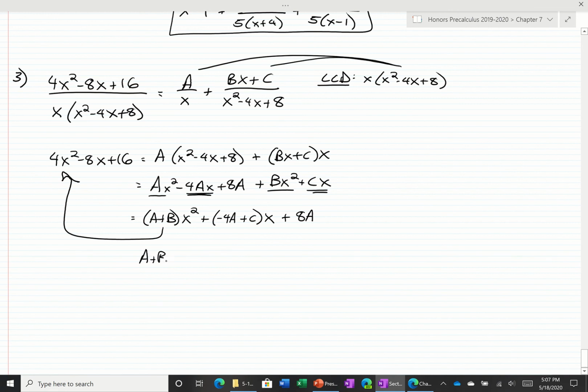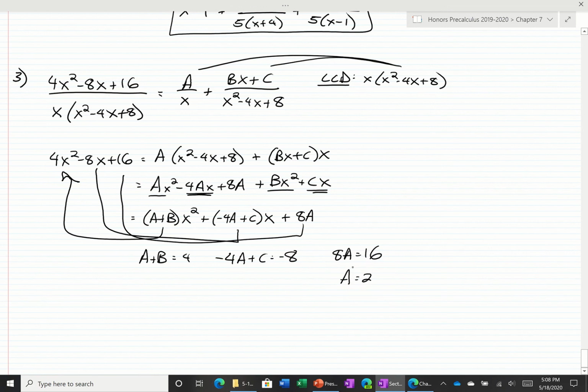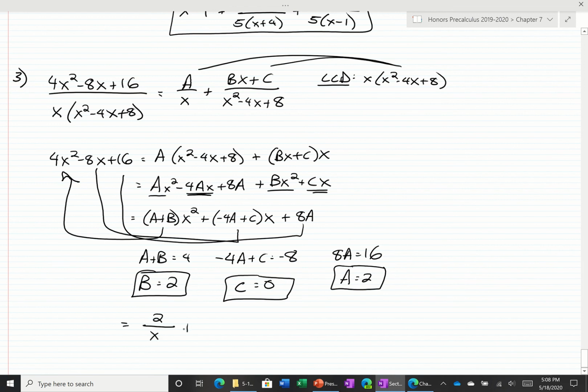So a plus b equals 4. Negative 4a plus c is equal to negative 8. And 8a is equal to 16. So a would be 2. If a is 2, that means that b is 2. And if a is 2, that means that c is equal to 0. So this decomposition would look like 2 over x plus 2x over (x squared minus 4x plus 8).